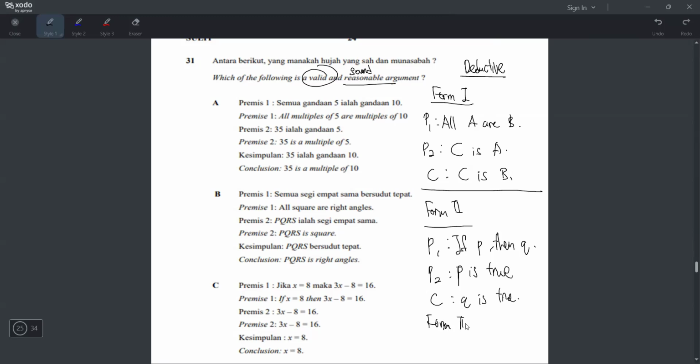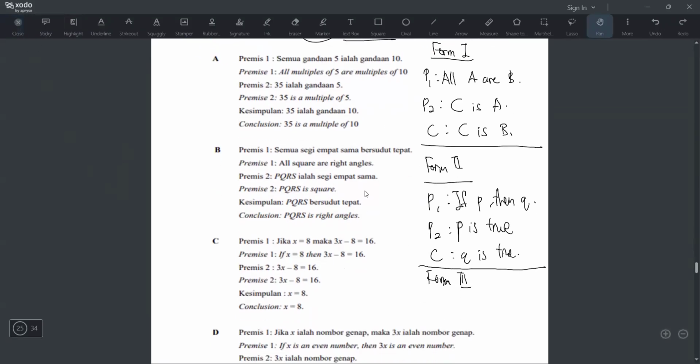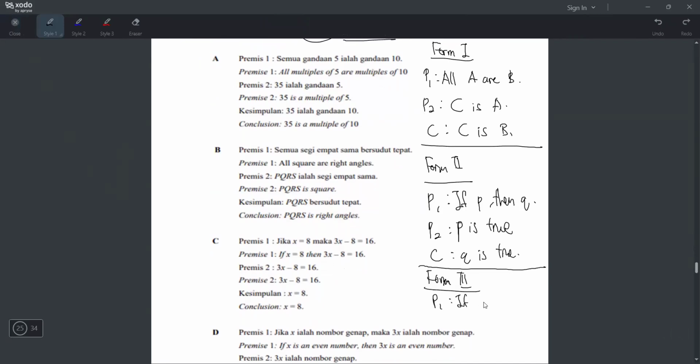Okay, form ketiga. Everything I write here, ini semua kena tahu. Okay, penting. Ini semua penting. So form number 3, premise 1, if P then Q, same like just now lah. But the premise 2 will be different already. Q is not true. Alright. And then the conclusion, P is not true.